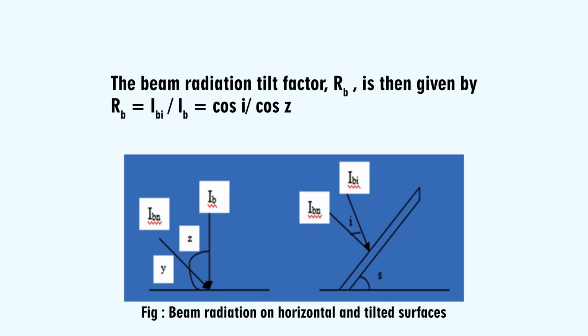From this figure you can note down that IB is equal to IBN cos z, and IBT is IBN cos i. The beam radiation tilt factor RB is then given by RB equal to IBT upon IB, or you can say it is the ratio of cos i to cos z.